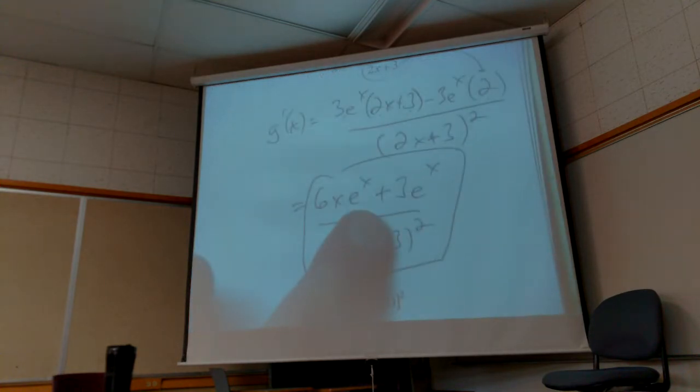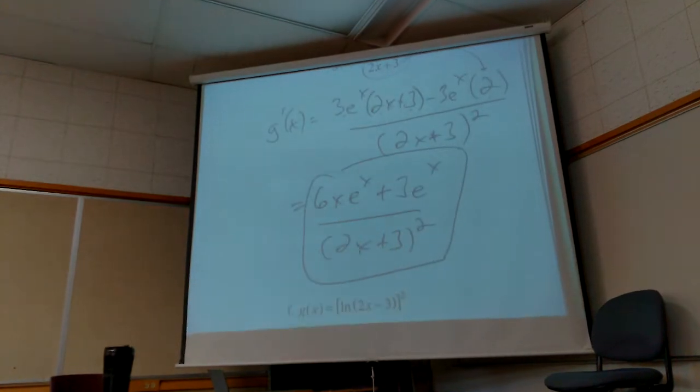And you can factor the top and all that. If I said find the horizontal tangent lines, then you would definitely want to factor. But here, no. You just stop right here.